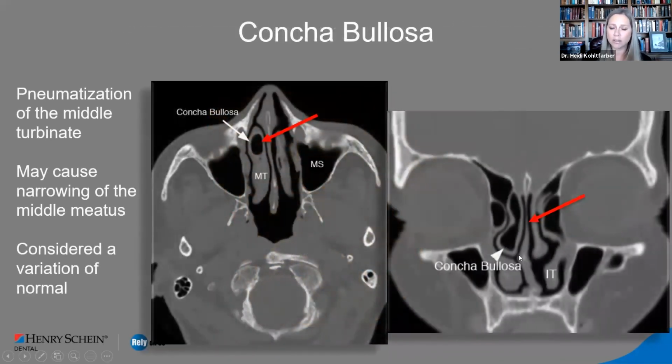So starting in the nasal fossa, we can have pneumatization of the middle turbinate. This is known as a concha bullosa. This is considered a variation of normal. Typically, we think we don't need to worry about this. In fact, we may not even mention it because it is considered normal. But it could cause narrowing of the middle meatus. And so if the patient is complaining about breathing issues, this is one of the things we'll want to go ahead and mention, that we have a concha bullosa.